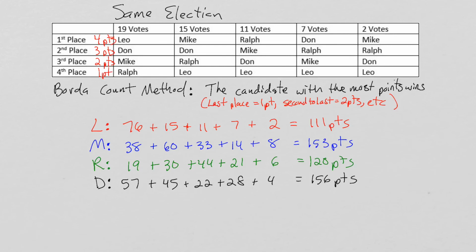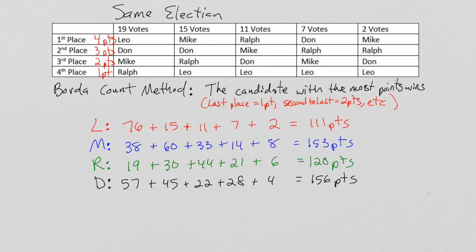For Ralph, he's last place, so it's 1 point times 19 is 19. Ralph is 2 points times 15 is 30. Ralph is 1 point times 11 votes. 4 points times 11 votes is 44. And then 3 points times 7 votes is 21. And 3 times 2 is 6, so that's 120.